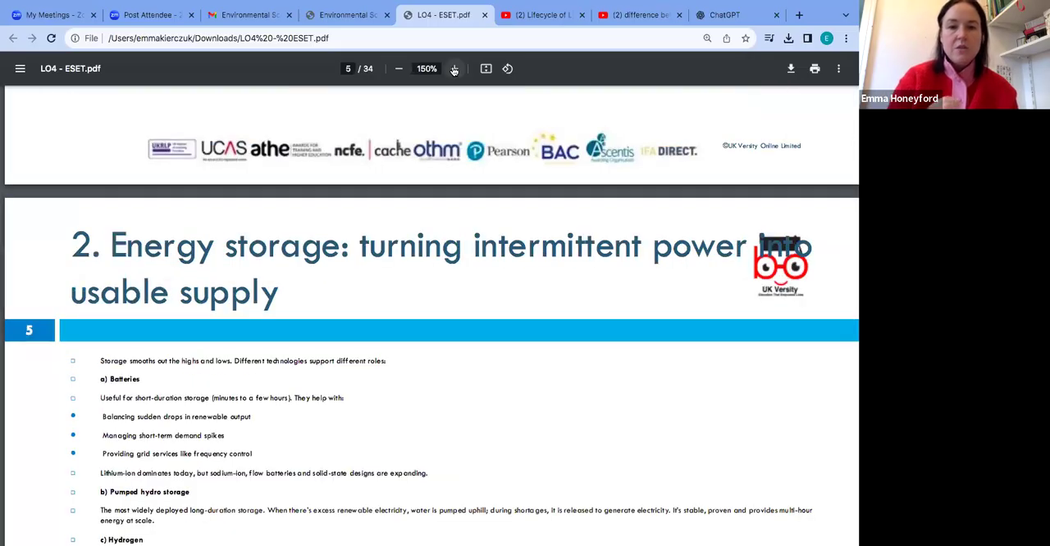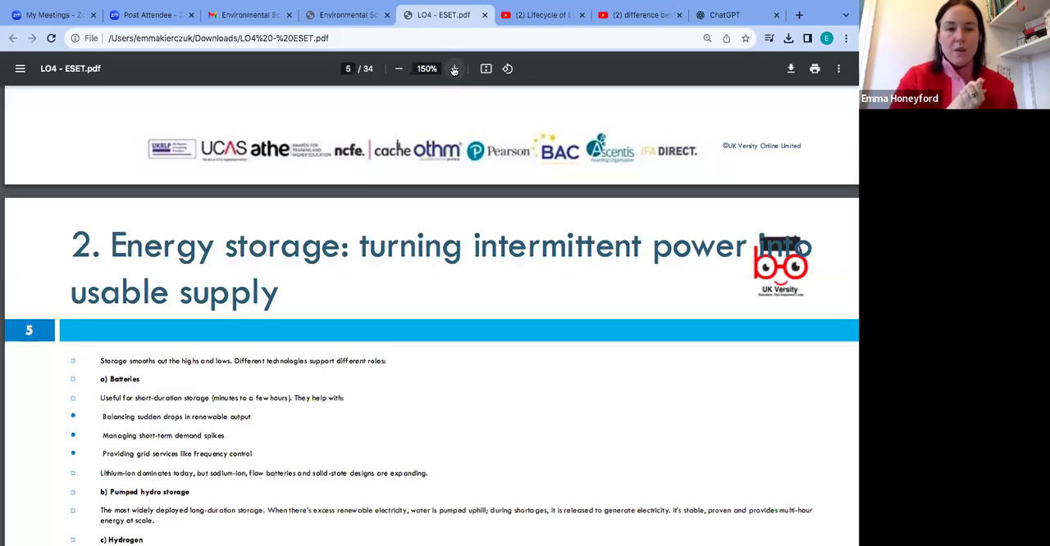So in terms of energy storage, how do we turn intermittent power into usable supply? Intermittent power is where the power supply is changeable and isn't reliable. So we need to find a way of taking the energy when it is at a peak and redirecting it to be able to store it.